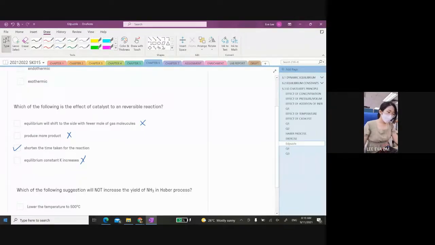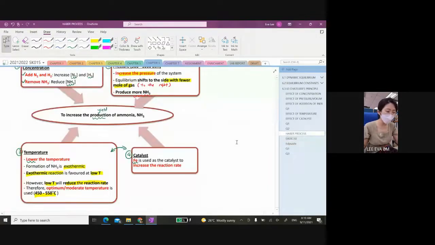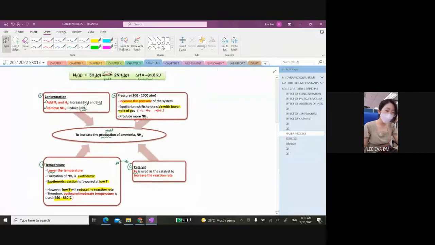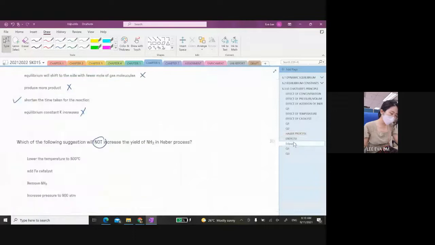Okay. And then the last one, for this one a lot of you did it wrong. So we want to see why. Which of the following suggestions will not increase the yield of NH3 in the Haber process? Lower the temperature to 500 degrees Celsius, add Fe catalyst, remove NH3, increase pressure, and so on. So let's look at the notes that we have. Okay, so we have concentration. So in the puzzle, remove NH3, so we reduce the concentration of NH3.